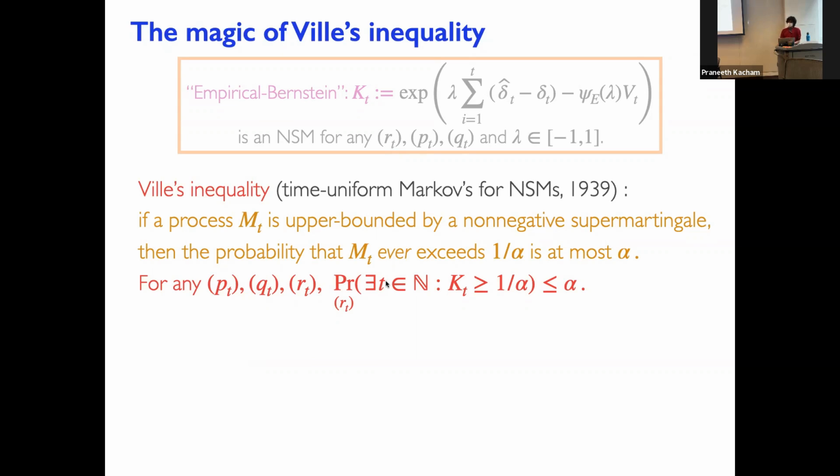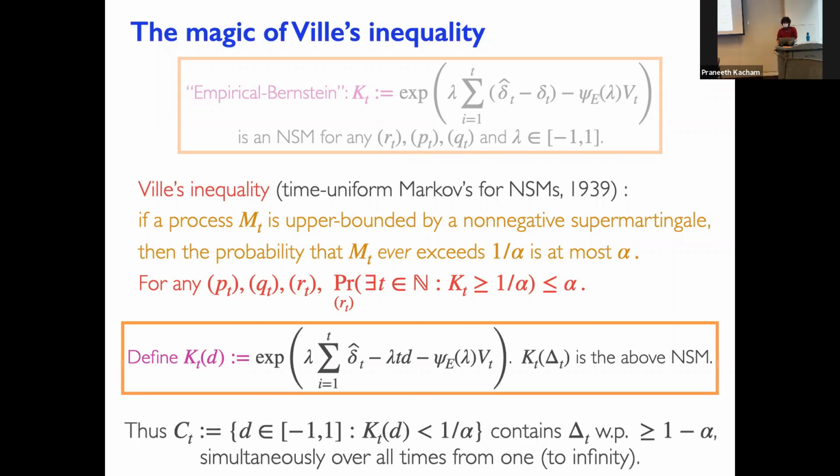Okay, so that's a very powerful statement. And so here's what you get. You get out of this a confidence sequence in 2 steps. The first step is to take this process KT that I wrote above. KT is centered at the truth that I don't know. So I don't know delta T.